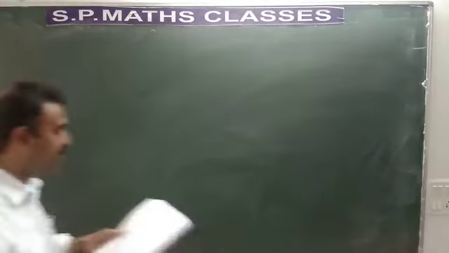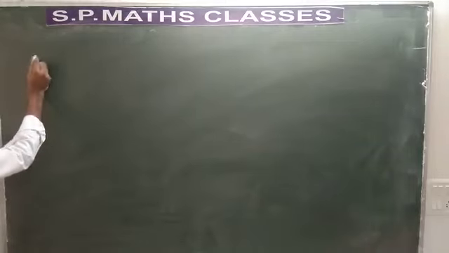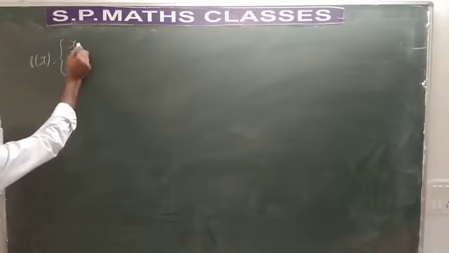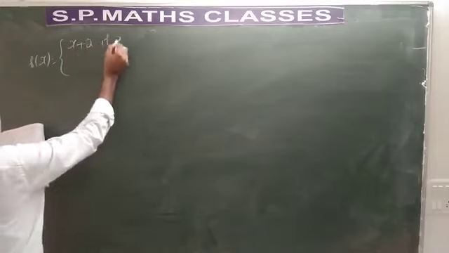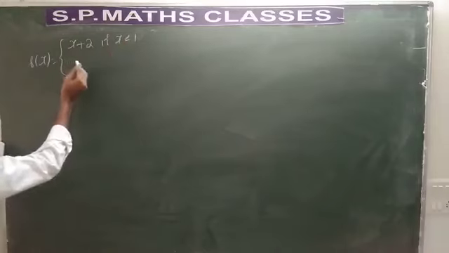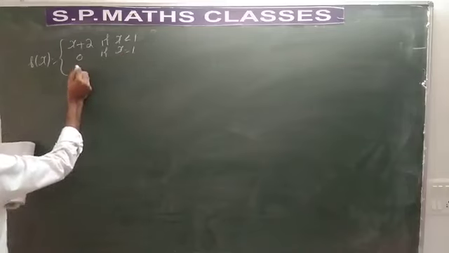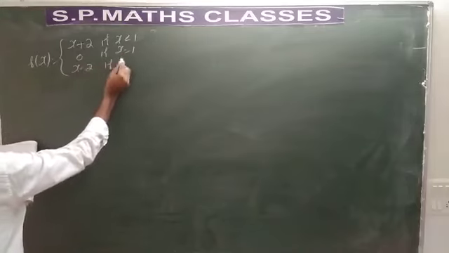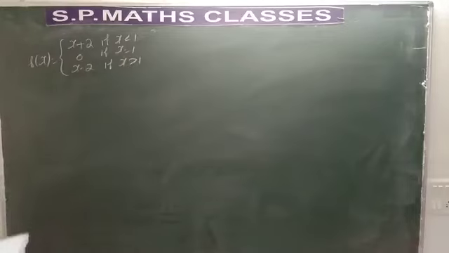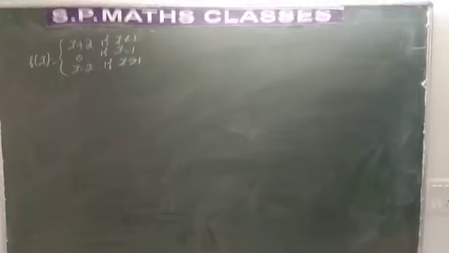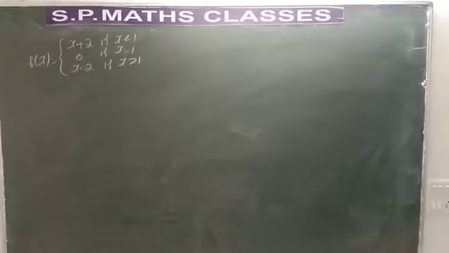It is given f of x is equal to x plus 2 if x is less than 1, 0 if x is equal to 1, x minus 2 if x is greater than 1. This is the problem given. We need to find all the points of discontinuity. So how to solve them? Let us write.